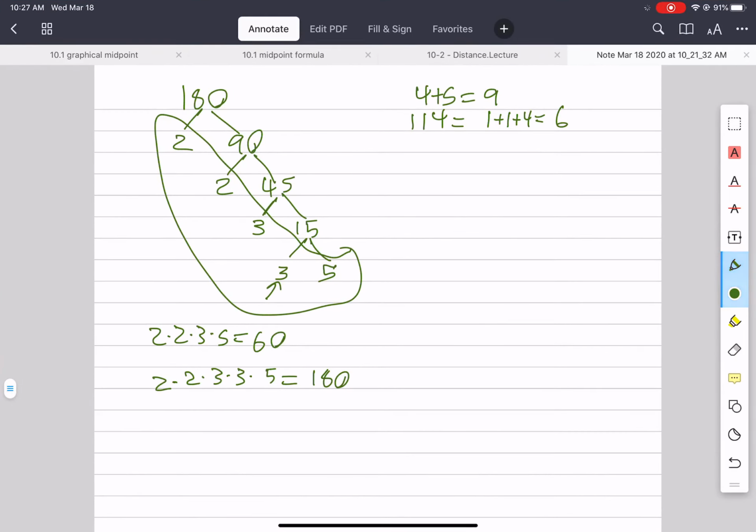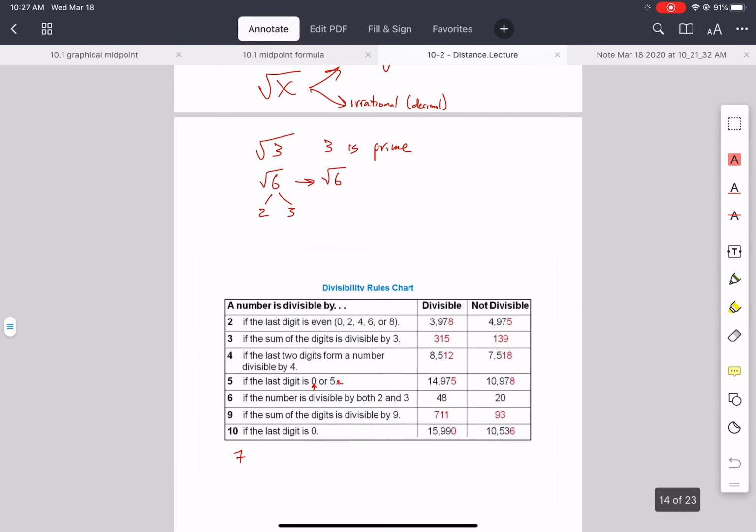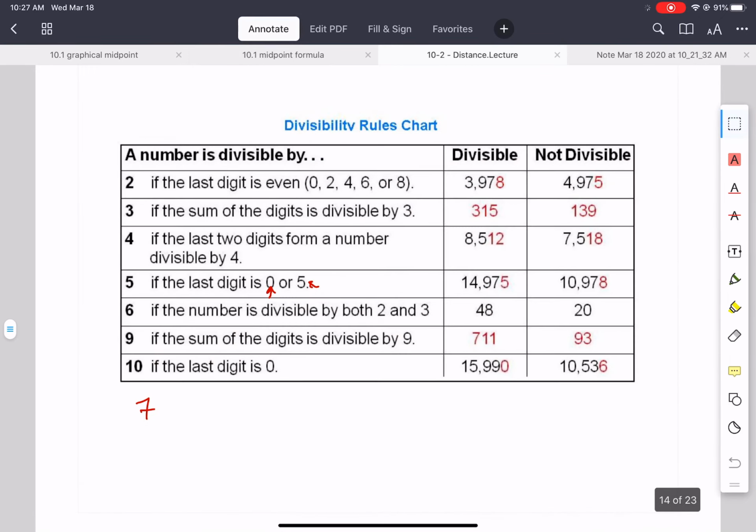If you want to see a list of values that divide, here's a list of rules here. Divisible by 2 if it's even. If the sum is divisible by 3, which is what we were just talking about, right? So 3 plus 1 is 4, plus 5 is 9. 9 divides by 3, so 315 divides by 3.